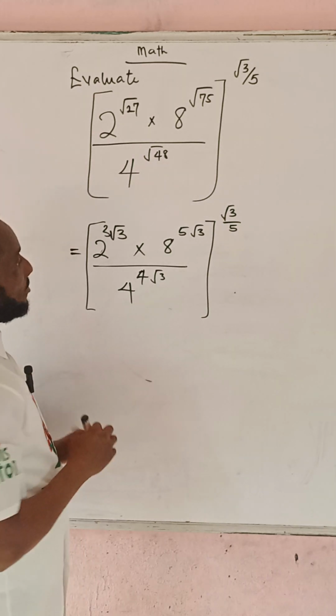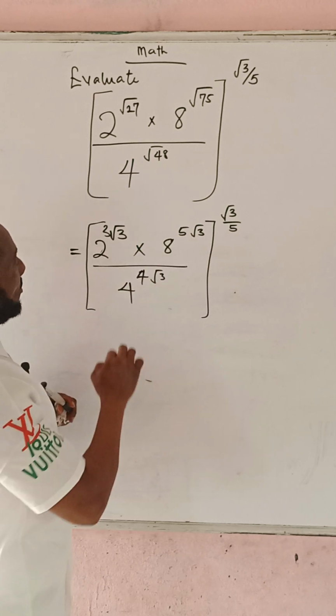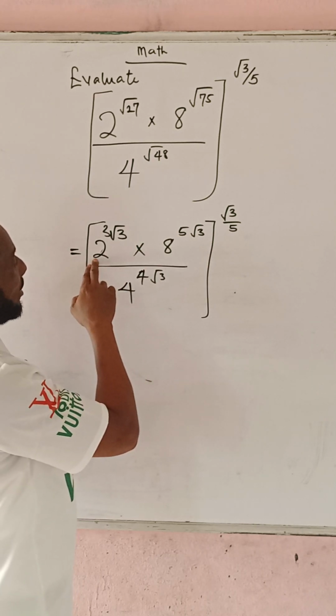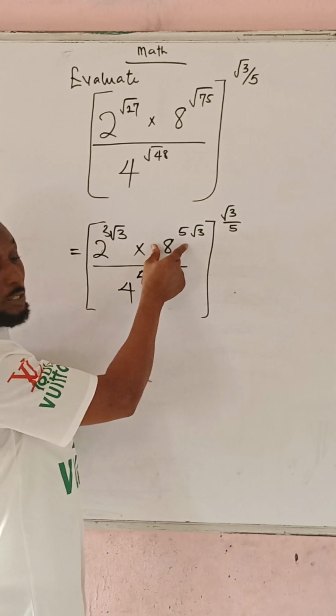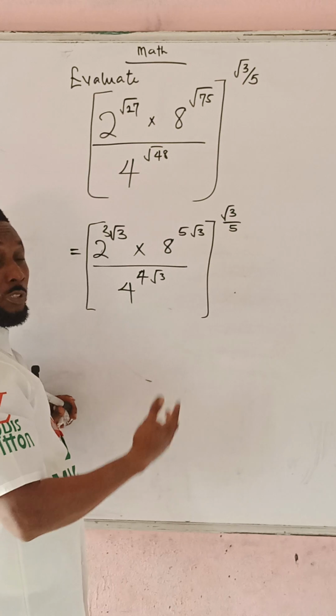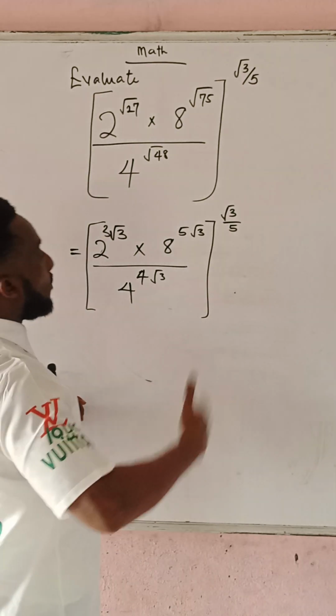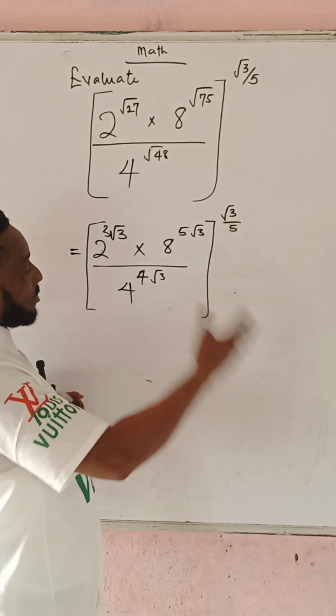Now we have done very well. So we can see that the radicals have been simplified in their lowest forms, but we have base numbers here: 2, 8, and 4. And we know very well that 8 is 2 multiplied by 2 in 3 places, which will give us 2 to the third power, or 2 cubed, or 2 raised to power 3. 4 is 2 squared, which is 2 times 2.